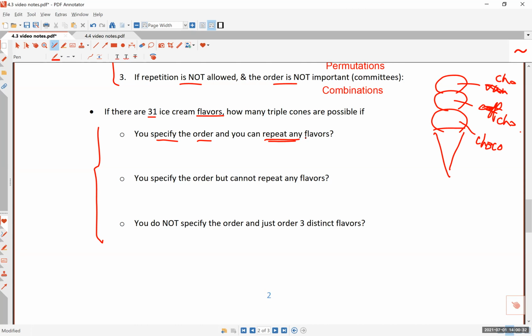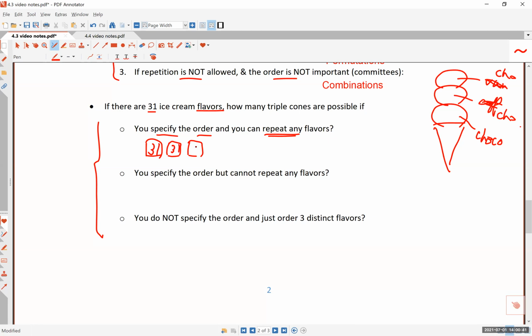If you can repeat any flavors and if you can specify the order, this would be like filling 3 boxes with 31, 31, 31, because you have 31 different ways to order each of the 3 layers, independently. And in this case, it is 31 cubed, which is 29,791 different triple cones based on the multiplication rule.